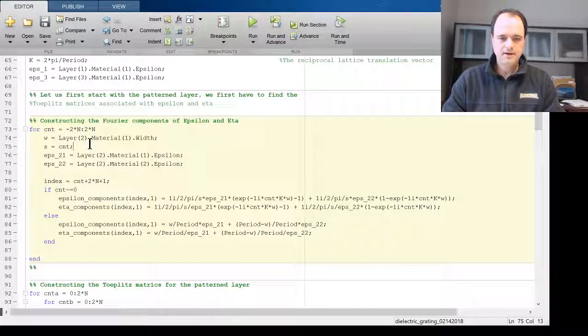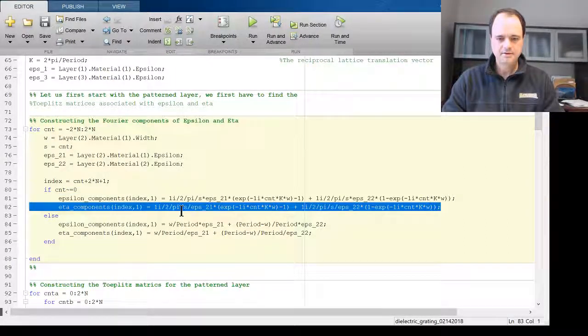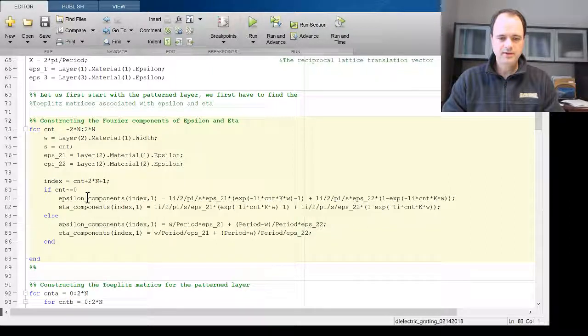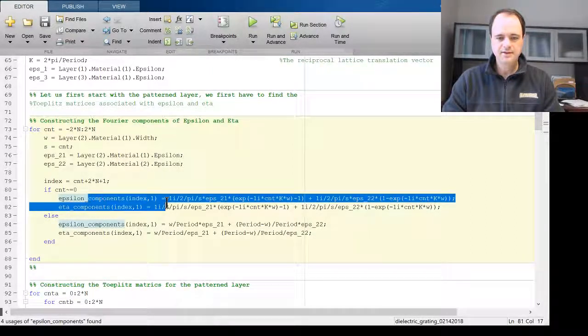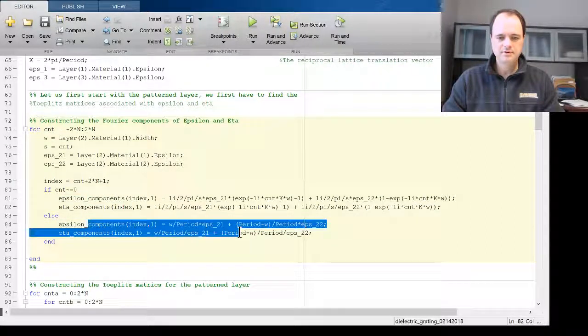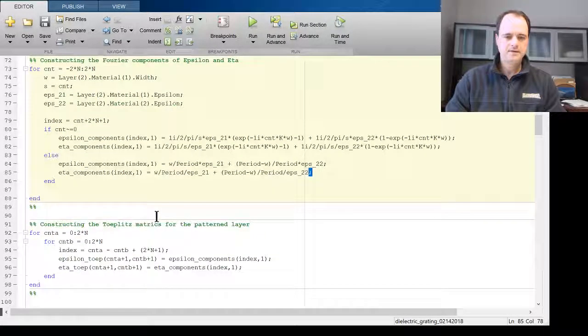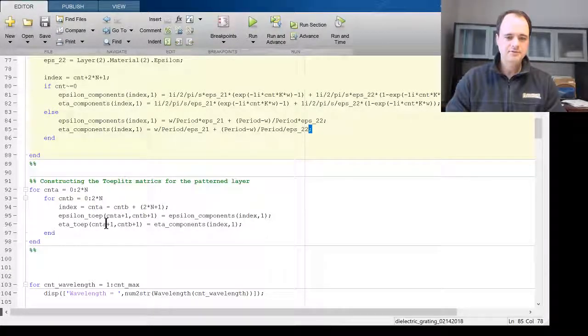And so I then will simply put in the equations for the epsilon component here and the eta component here. So this is when S in the notes, when I said S is not 0, I use this. When I'm looking at S equal to 0, I use the weighted average of the two epsilons, and that's in this, because C and T is my S in the notes for finding the Fourier components of epsilon and eta. All right. So then I'll have all those. And so then I just simply have to create that big, long Toeplitz matrix.